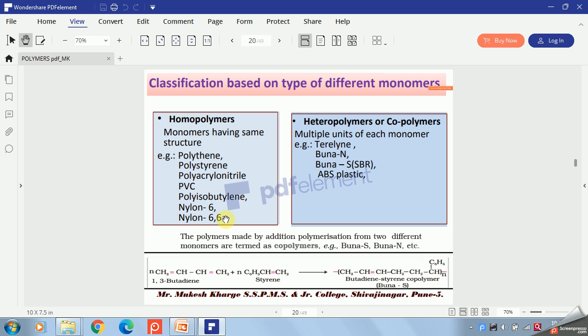So we have to take two different molecules that give hexamethylene diamine adipate. Even though we take two molecules, they give a salt which acts as a monomer, and that's why it is of homopolymer type. It is not a heteropolymer.